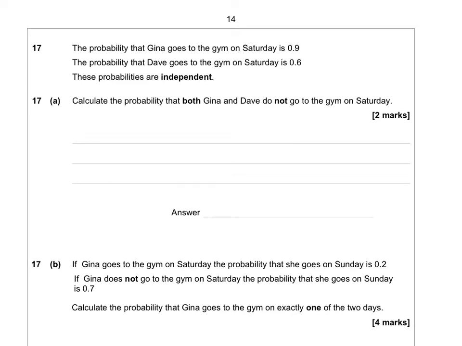Question 17. The probability that Gina goes to the gym on Saturday is 0.9. The probability that Dave goes to the gym on Saturday is 0.6. These probabilities are independent. Calculate the probability that both of them do not go to the gym.